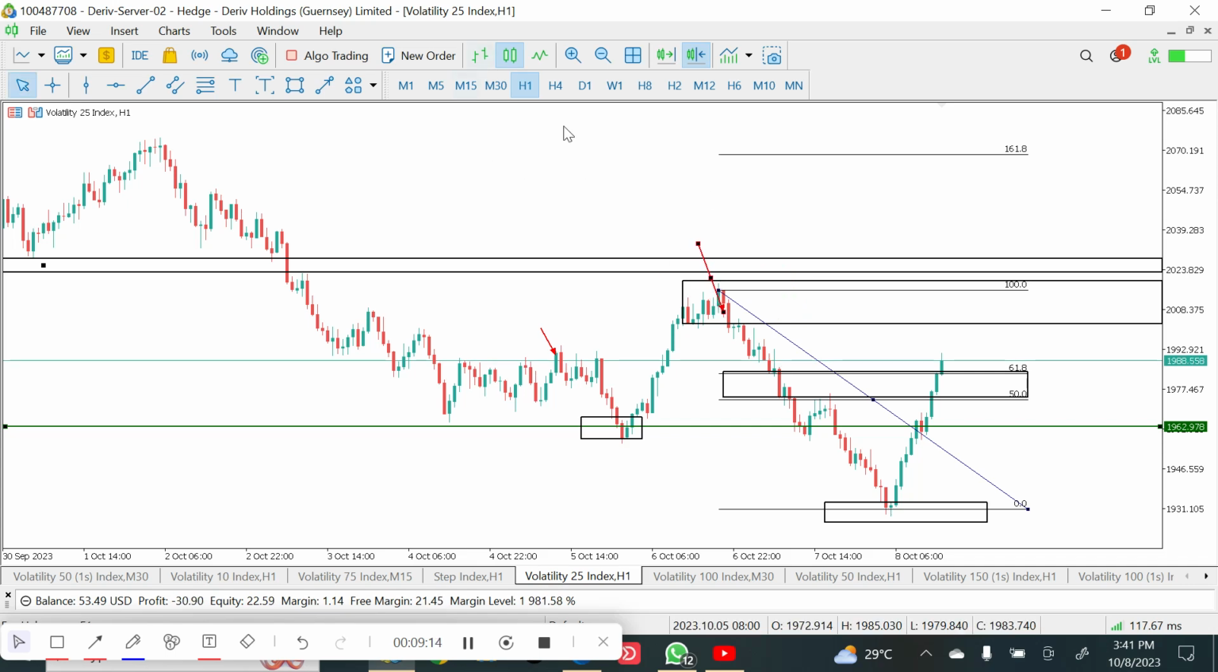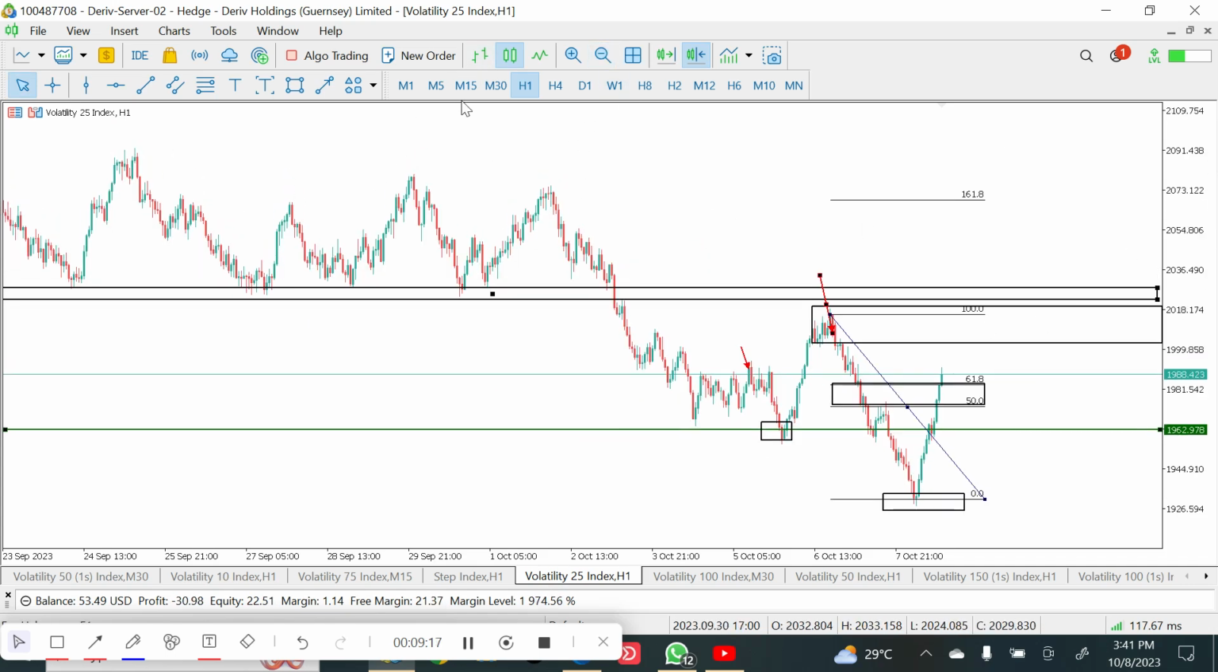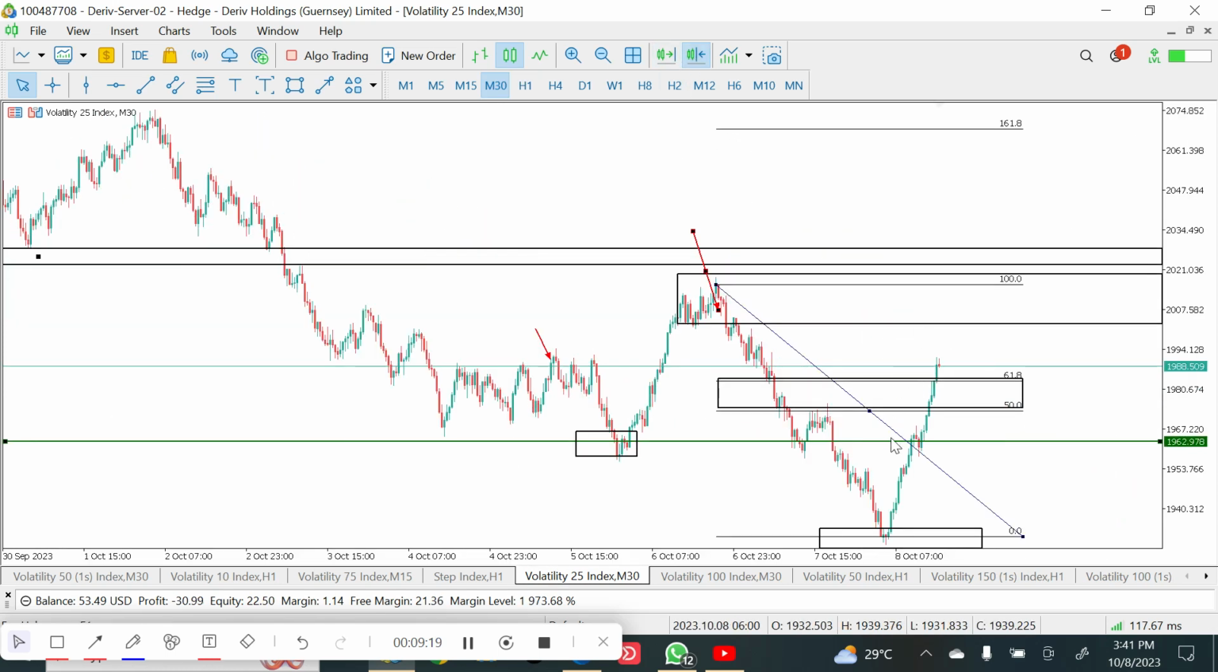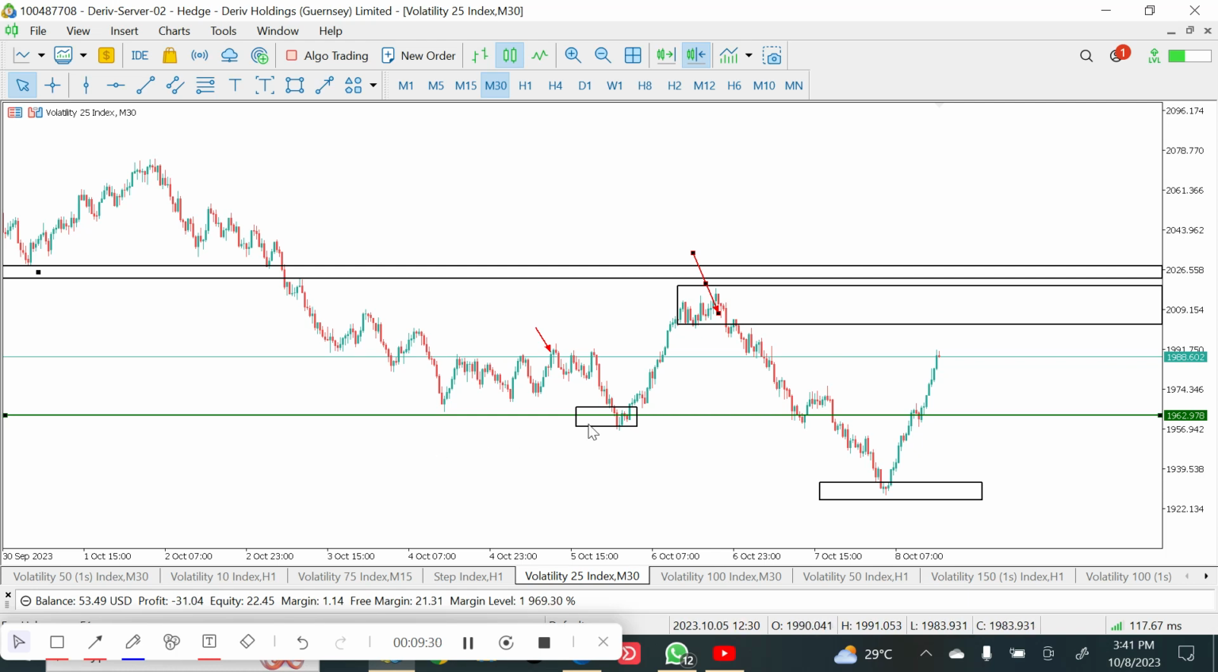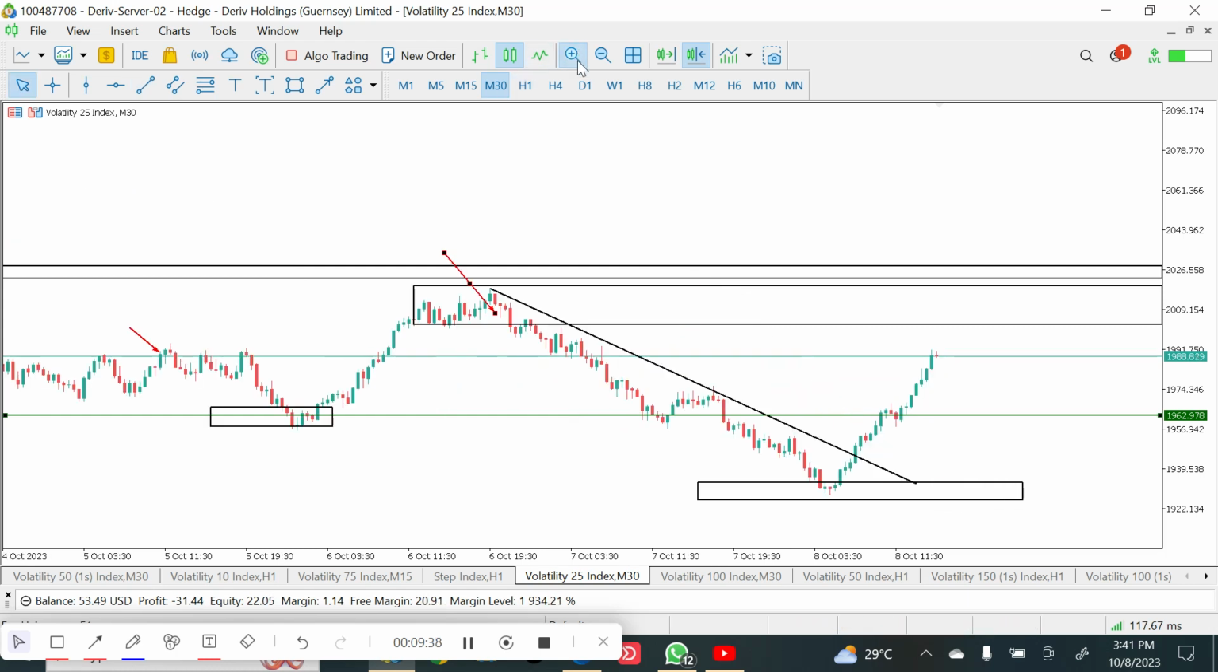Okay, so going down to our 30 minutes, we see exactly the same thing. This was a trend line, a nice trend line that market just broke out of. So if we wanted to take a counter trade, we could have waited for some sort of a pullback and then a continuation.